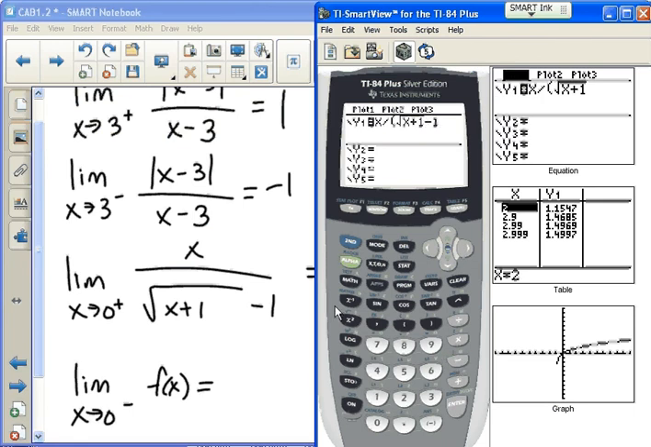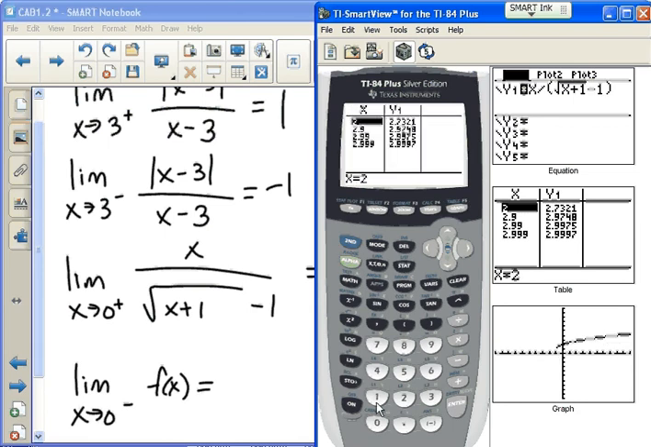So I am asked to approach 0 from the right. So here I go. I approach 0 from the right. That'd be 1, 0.1, 0.01, 0.001. You can tell that as x gets closer and closer to 0, y gets closer and closer to 2.